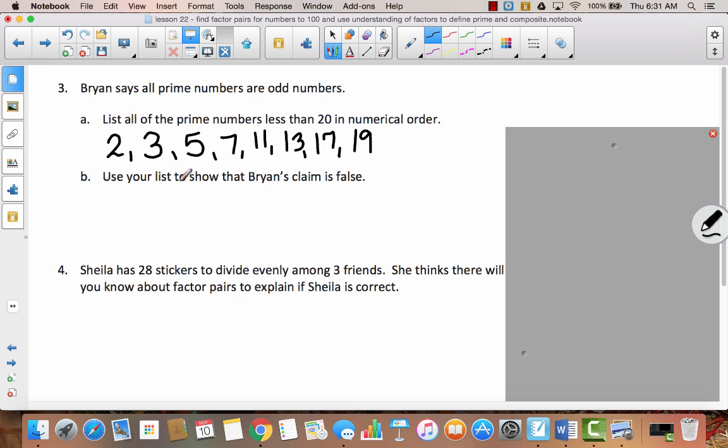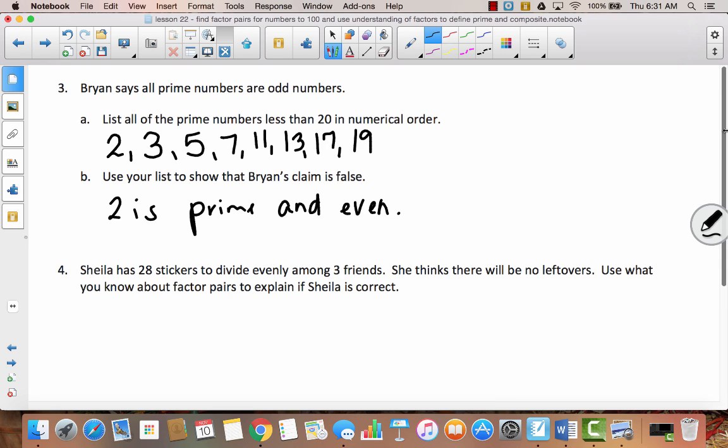So use your list to show that Brian's claim is false. Brian says all prime numbers are odd numbers. Most of these are, but which one of these is not? Number 2. So we can say that 2 is prime and even. That proves that Brian is false.